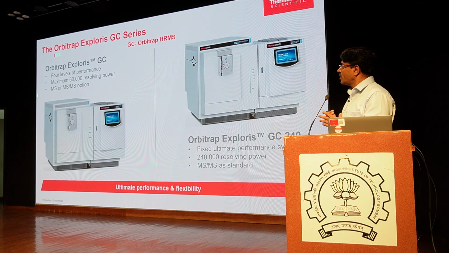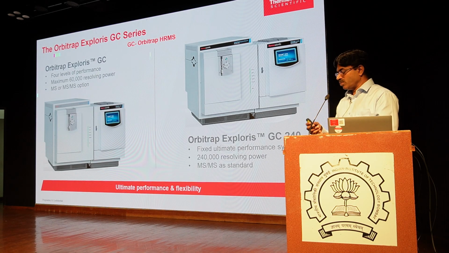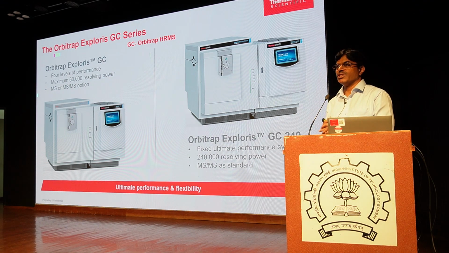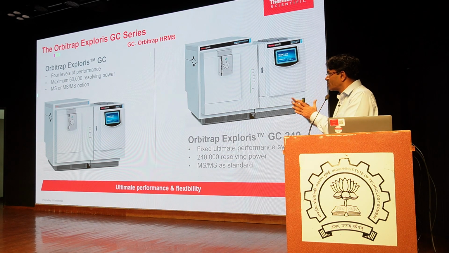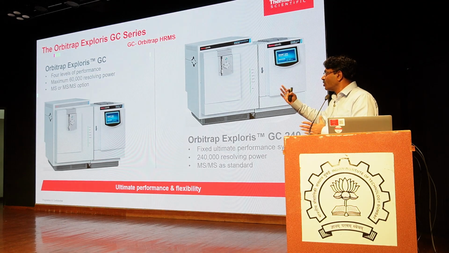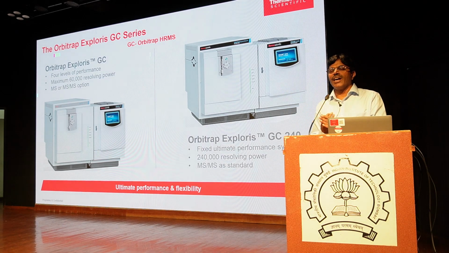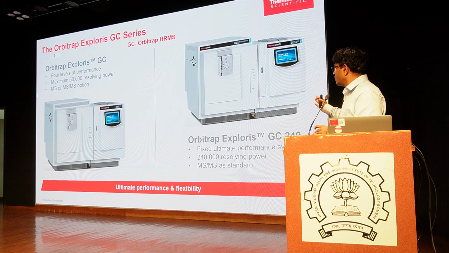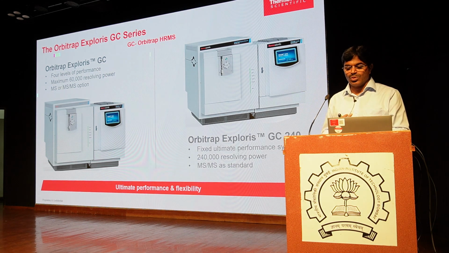The instrument that we have in IIT Bombay is the Orbitrap Exploris GC, which you will see in the practical session. It's a very compact instrument. On the right is the gas chromatography, and on the left is the mass spectrometry. There is one more model which has a resolution power of 240,000.